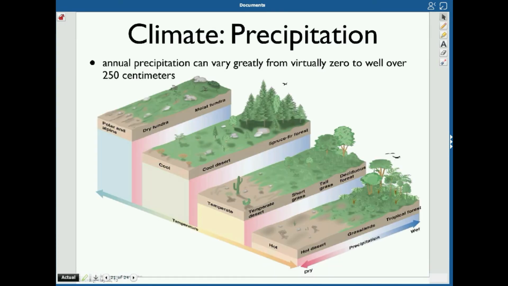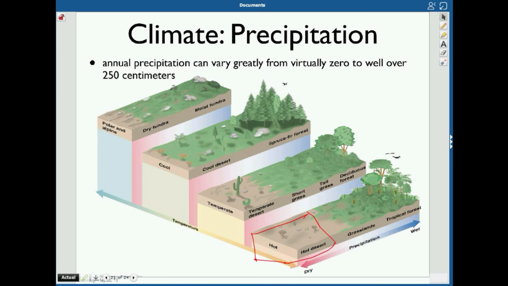So same thing with precipitation. Some places can have precipitation close to zero, and some places can have lots and lots of precipitation. And you can have what I would consider warm or hot precipitation, or hot dryness and cold dryness. For example, if your temperature is hot and it's dry, you're going to have your typical desert, right?